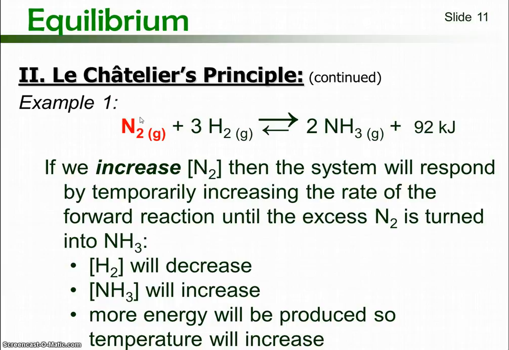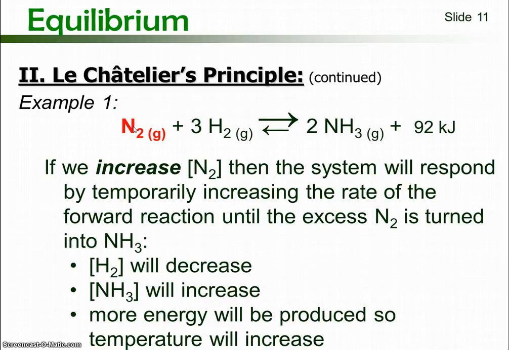So if we increase the speed of the forward direction in which nitrogen and hydrogen combine to make NH3, that means the NH3 is going to increase over time. As we're using up the added N2, it's going to decrease, but it's also going to cause H2 to decrease, because H2 is bonded to N2 in order to make NH3.